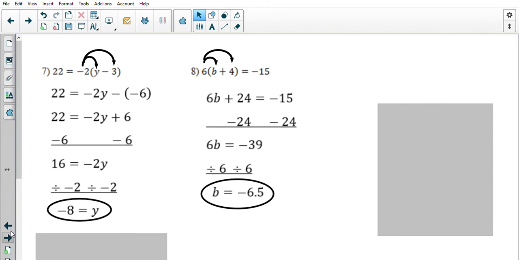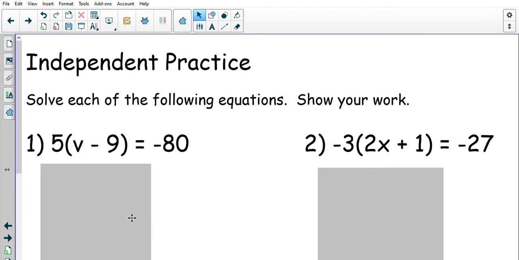All right, so I did put 2 independent practice problems in here for you to try. Pause the video. There is space down below numbers 6 and 8 where you could try these 2 questions. Start the video when you're ready.